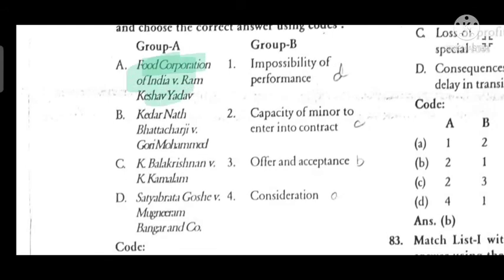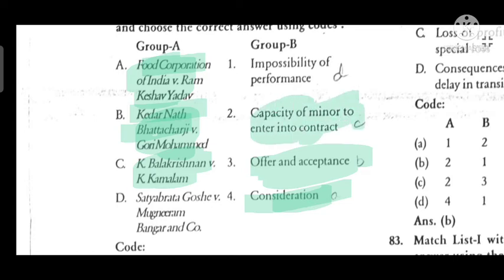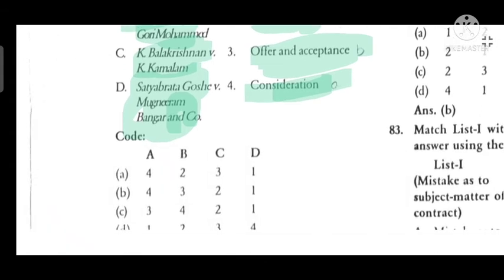Food Corporation of India versus Ram Kesh Yadav. Consideration: Kedar Nath Bhattacharji versus Gorie Mahomed. Offer and acceptance: K. Balakrishnan versus K. Kamalam. Capacity of minor to enter into contract. Satyabrata Ghose versus Mugneeram Bangur and Company. Impossibility of performance.